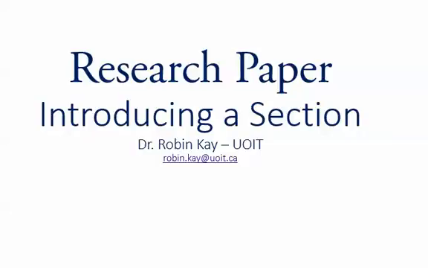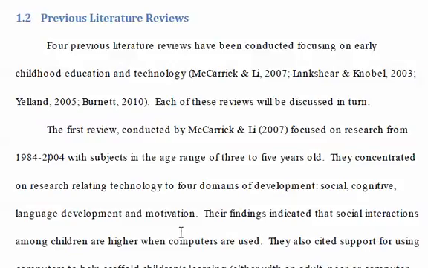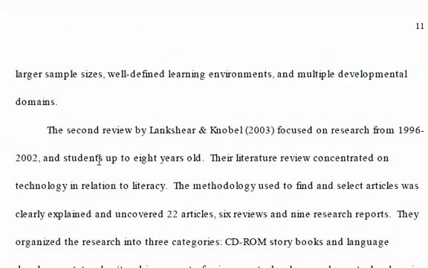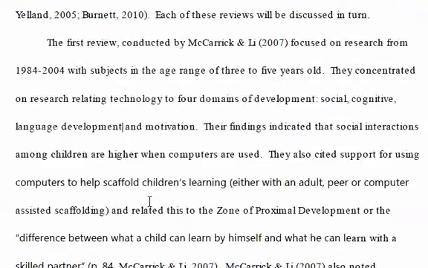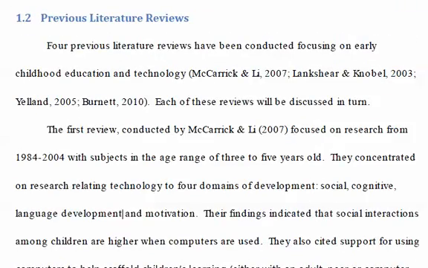So let me give you an example. In this specific example, the student is introducing previous literature reviews. So instead of just starting with the reviews, there's this short introductory paragraph which prepares the reader. 4 previous literature reviews have been conducted focusing on early childhood education and technology, and each of the studies is listed. Each of these reviews will be discussed in turn. And they are. So this is the first review, and then talk about the second review, and it continues. So that's a nice, simple way to introduce a section.